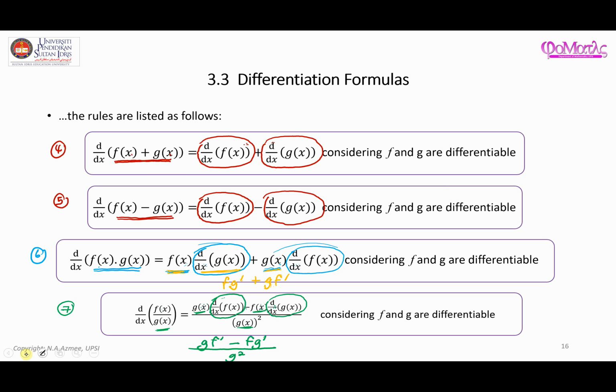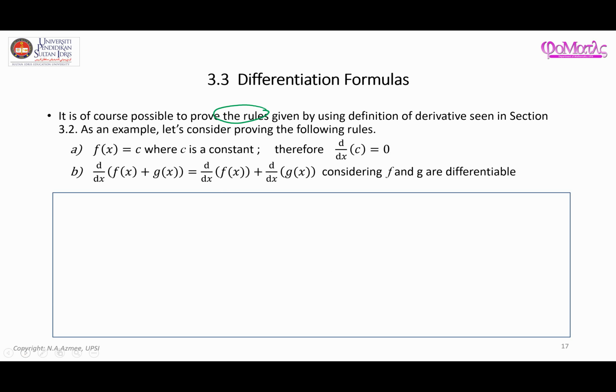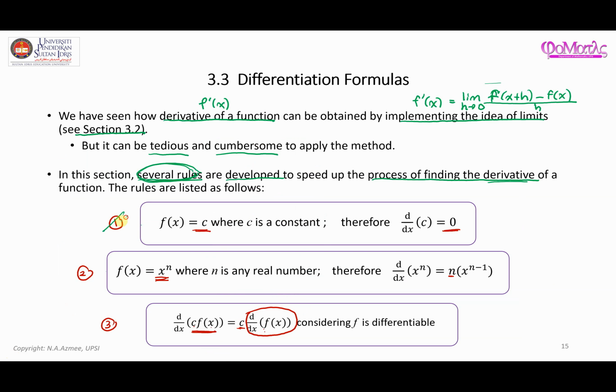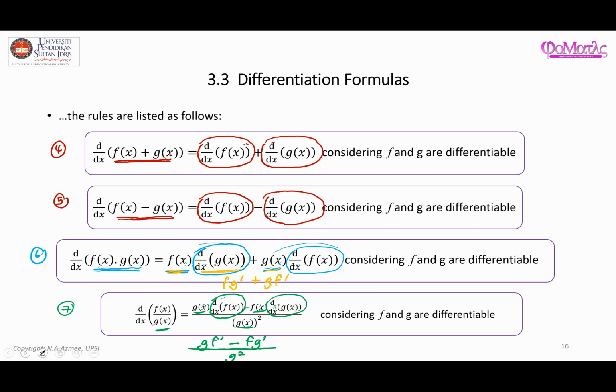And for that purpose, I'm just going to illustrate two rules. The first one is: how do you obtain the derivative for this function, where the answer is 0? How does this answer come into place? And if you have f(x) plus g(x), how do you find the derivative of it, given by this formula here? So that is rule number 1 and rule number 4.